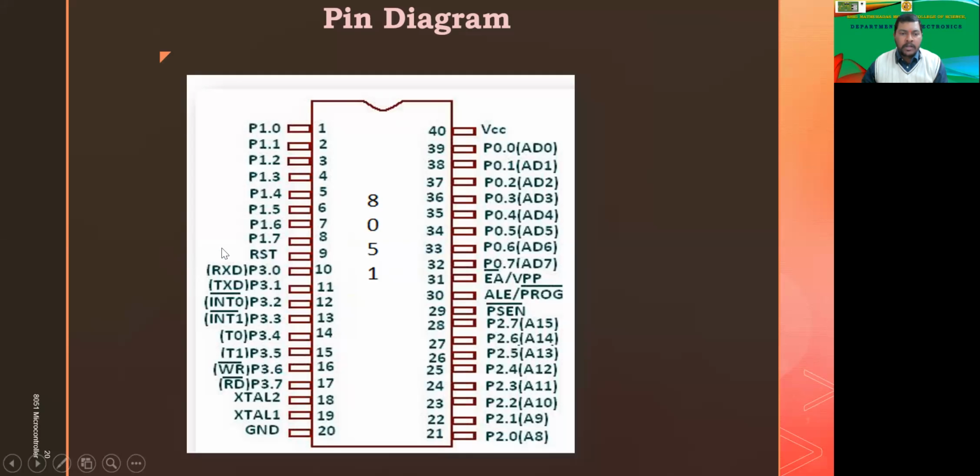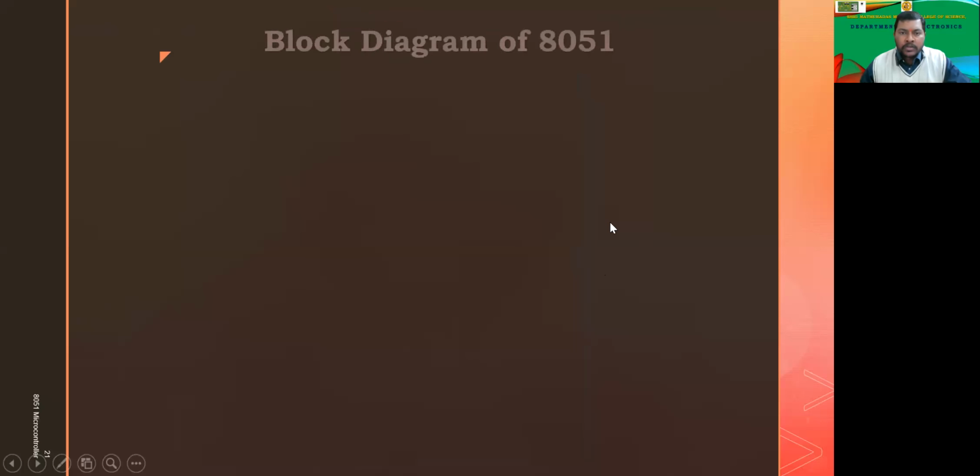There is one reset terminal, and then RxD and TxD for receiving and transmitting data, then interrupt 0 bar, interrupt 1 bar, then T0, T1, read and write bar. Then we have XTAL1 and XTAL2, which are for the connection of the crystal. Also, we have address latch enable, then program store enable. We will study this in depth, and then we have EA bar. We'll be doing all this one by one. So let us begin with that.